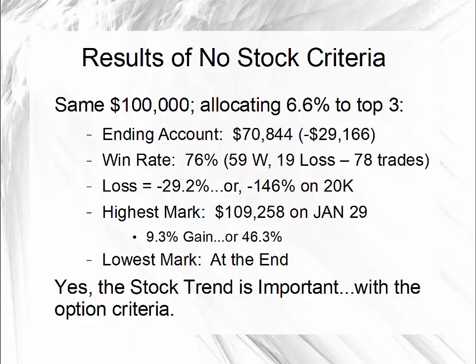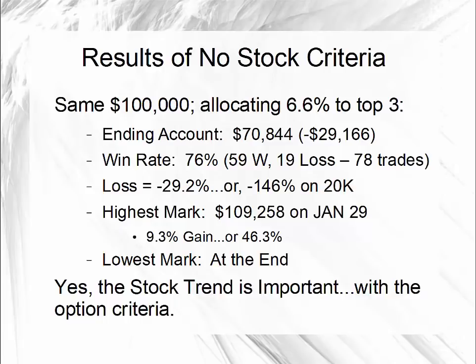We saw we needed to be right about 82-83% of the time. Now, 59 wins, 19 losses. Still a winning track record, but you're down 29.2%, 30%. Or is it 146% considering you're down $29,166, but you only were allocating $20,000 to begin with? In that first month, it did hit a high mark of about a 9.3% gain, or 46.3%, almost 50% gain that we saw at the end of the other historical test.